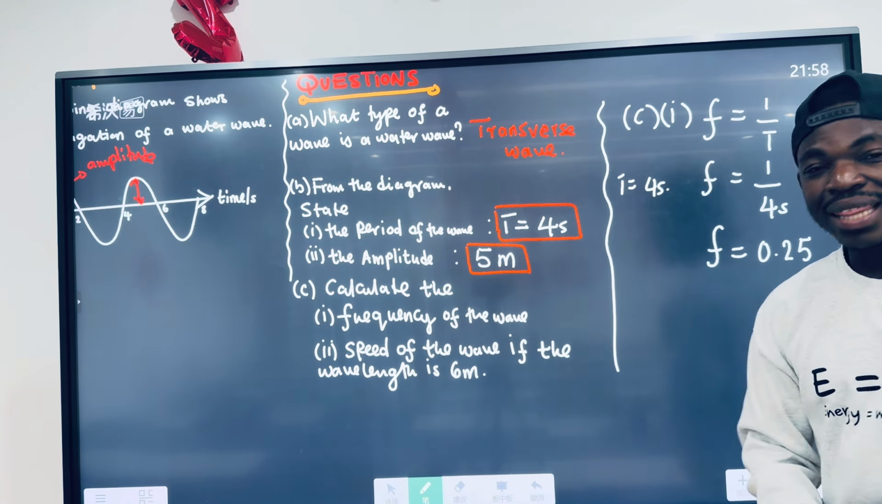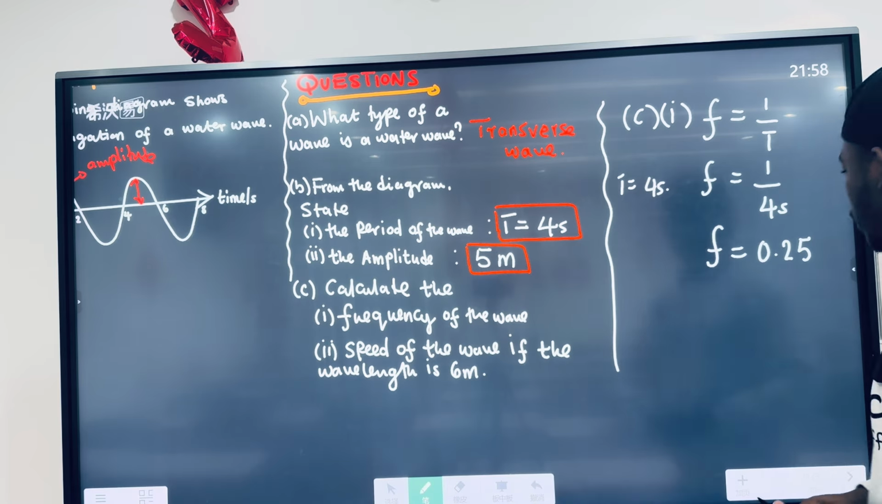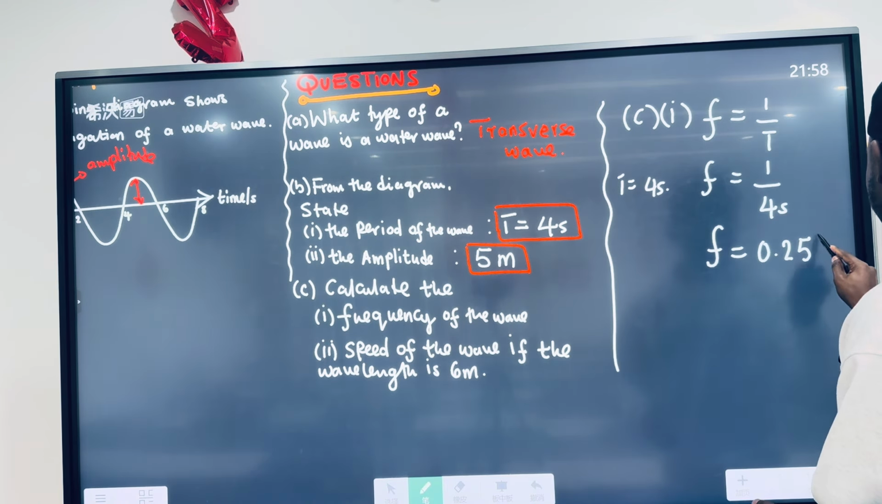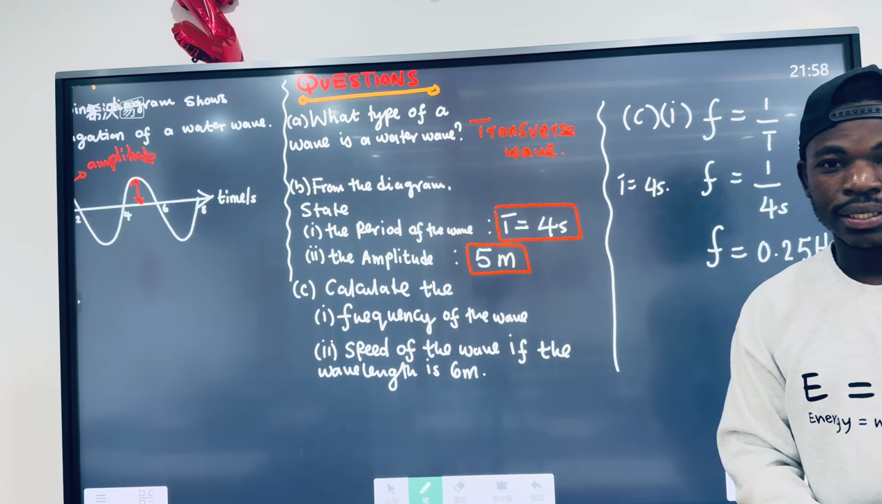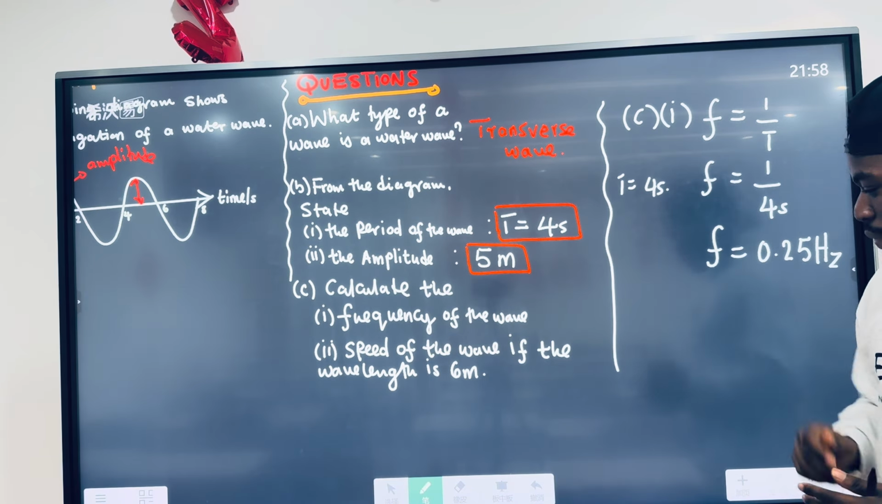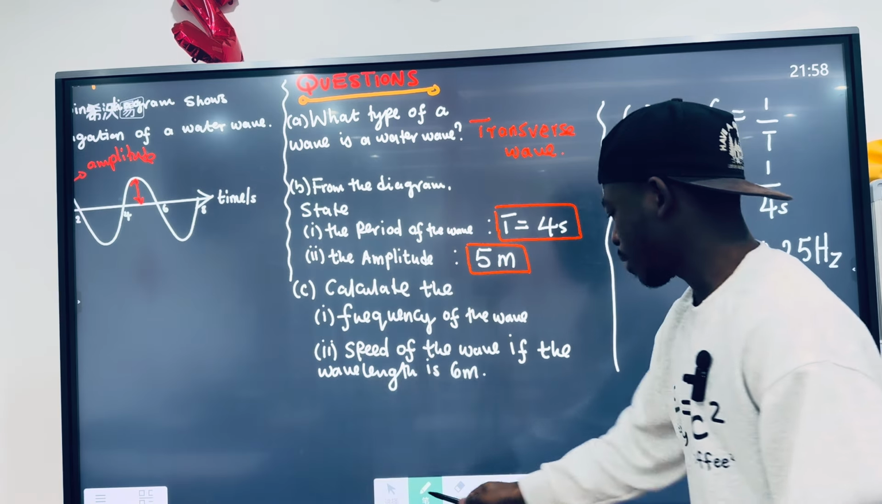0.25. Now, what are the units for frequency? The units for frequency are the hertz, capital letter H, and a small letter z, like that. So that is how you find the frequency. This is the answer.